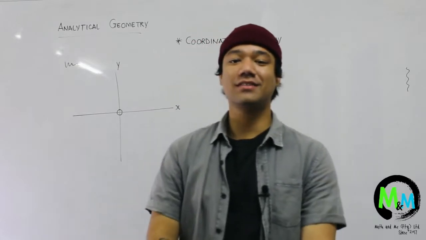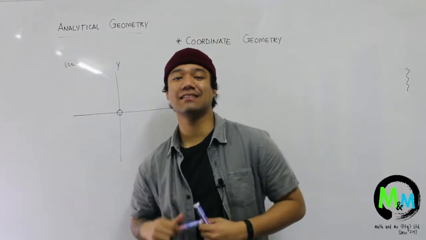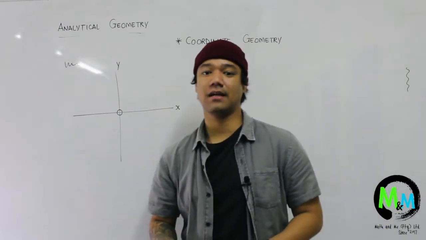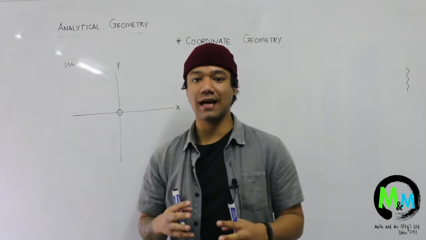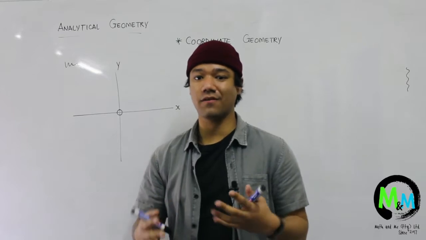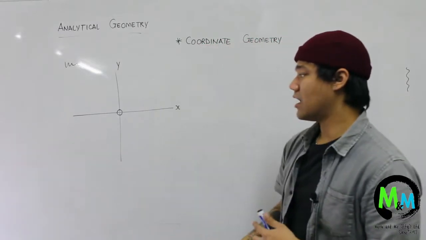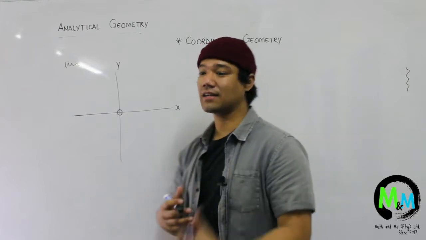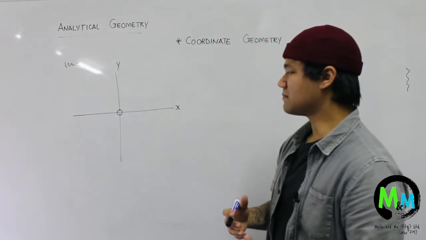Hi there guys, so today we're going to be looking at analytical geometry, also known as coordinate geometry, right? So this is basically just looking at how shapes sort of act on a Cartesian plane. We'll be looking at different concepts like finding the lengths of sides, finding coordinate points, and those kinds of things.